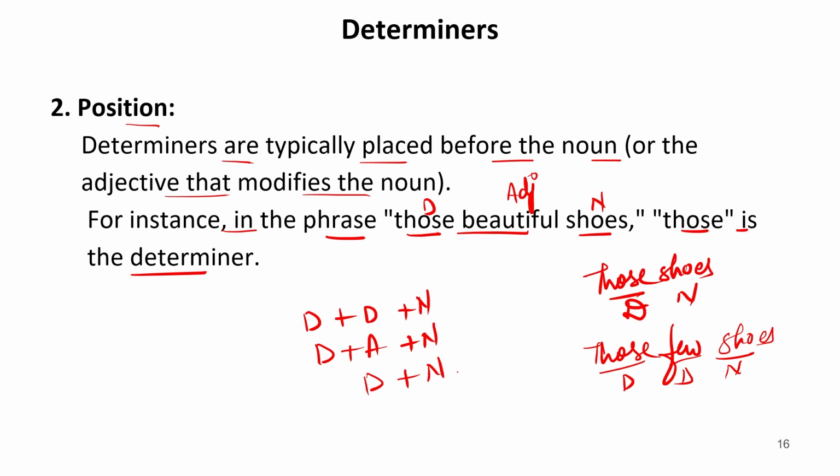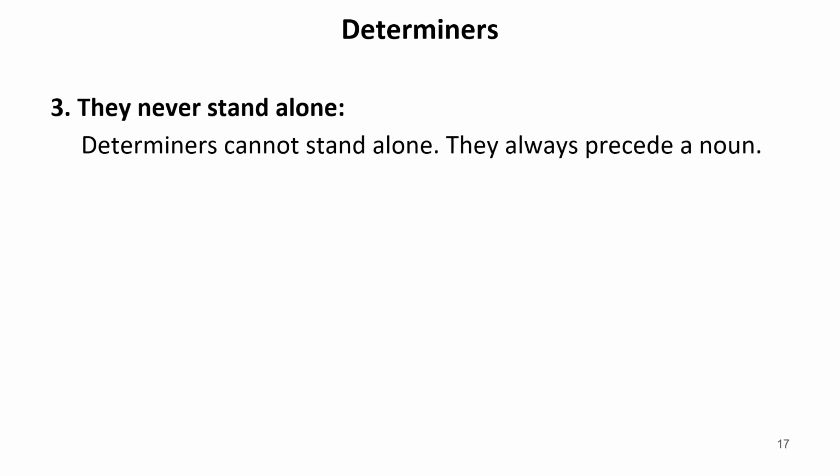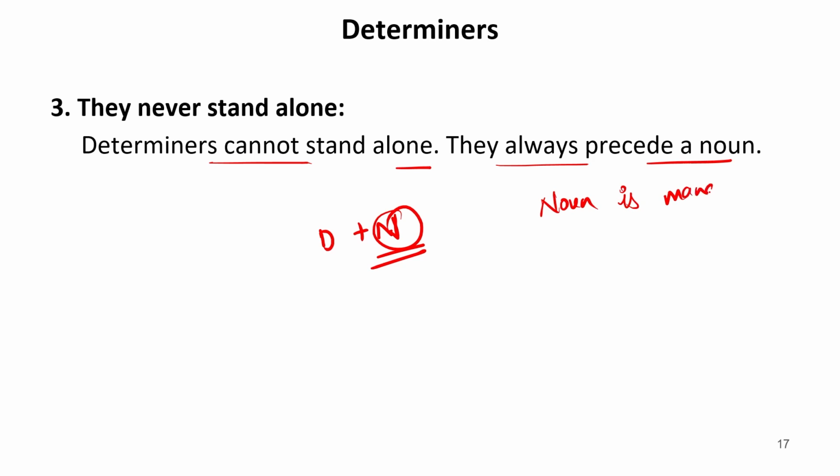But here one thing should be kept in mind: a noun is mandatory in the sentence. Determiners cannot stand alone. As I told you, they always precede a noun. It means they can only be used before a noun. So a noun should be there in the sentence for the determiner to qualify. A noun is mandatory to use a determiner.